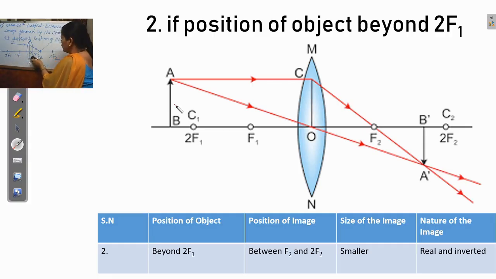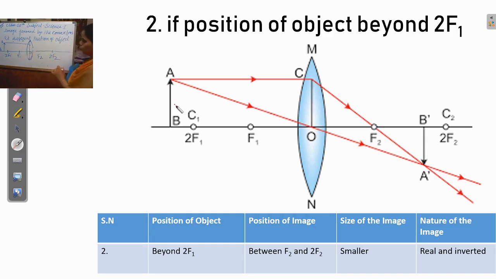First draw the lens. Then draw the principal axis. O is the optical center. And the condition is that the object, named AB, is beyond 2f1. Then draw the first line that is parallel to the principal axis.